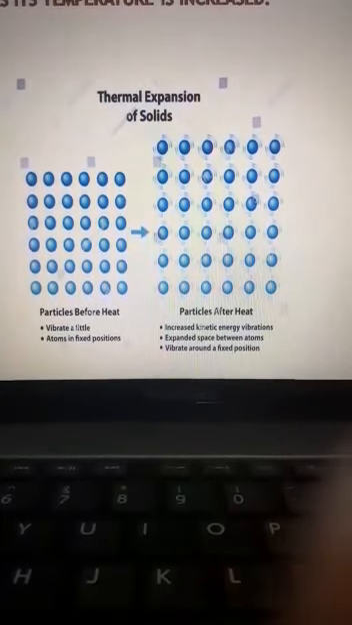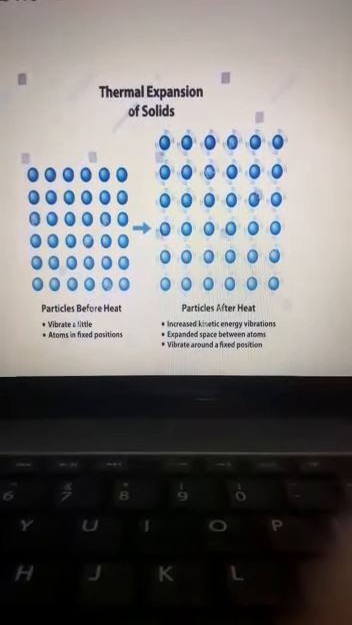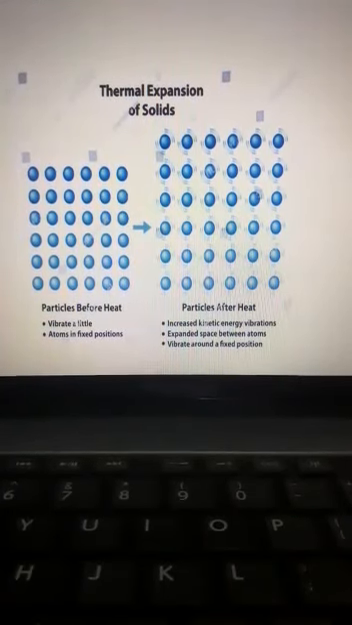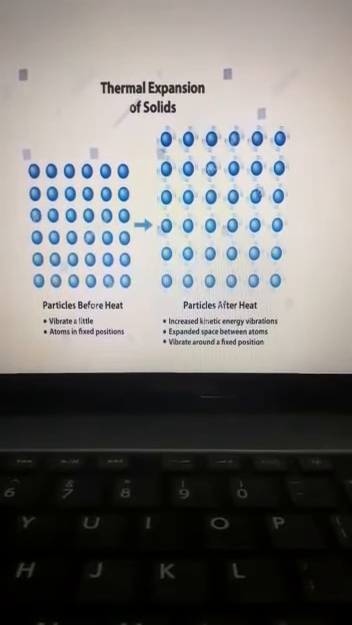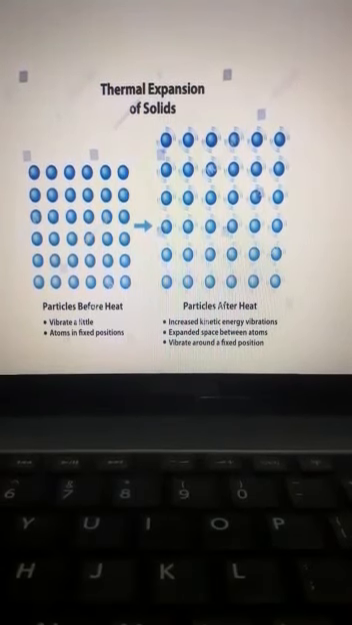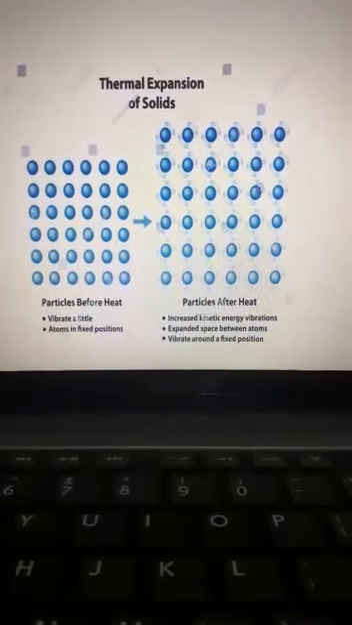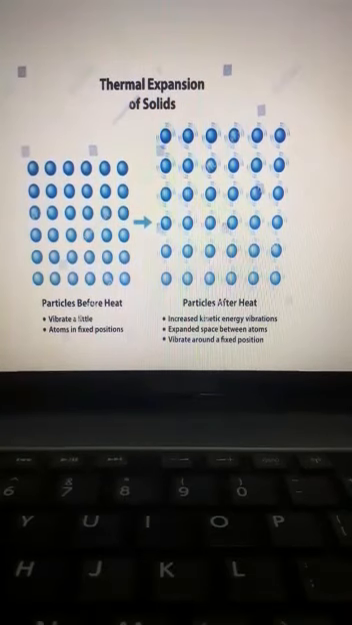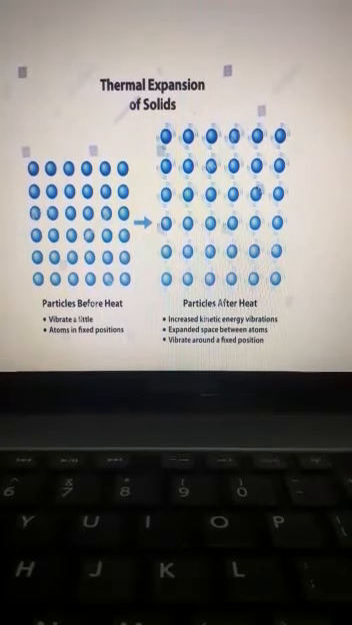The first diagram shows us that before heating, the particles vibrate a little, and the atoms are in fixed positions. But when the solid is heated, the particles increase their kinetic energy, and the space between the atoms expands, and the particles vibrate around a fixed position. As a result, the solid will expand on heating and contract on cooling.